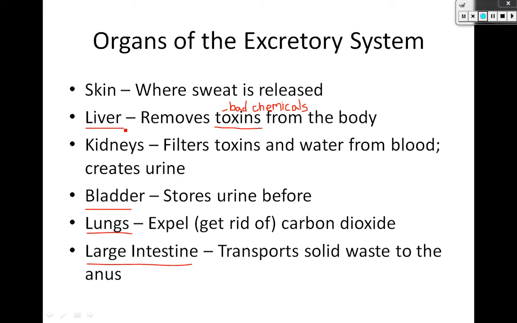The liver removes any chemicals that are pulled out of what we're eating. And then the skin is where the sweat is released. So the liver only removes things that end up kind of mixed in with our food nutrients. Anything else will come out of us.